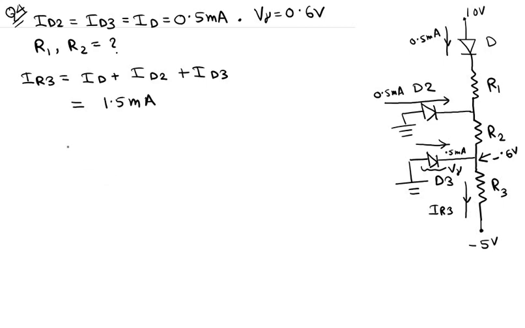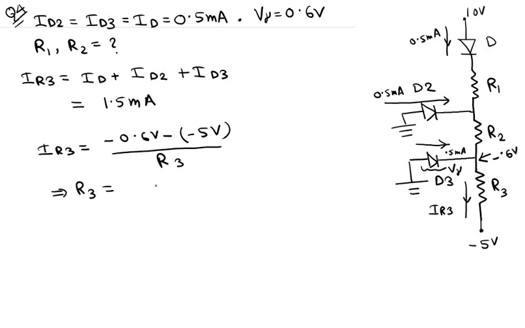Okay, so we can write the current-voltage equation for the resistor R3. IR3 is equal to minus 0.6 volts minus minus 5 volts, divided by R3, which means R3 is equal to 4.4 volts divided by 1.5 milliamperes.